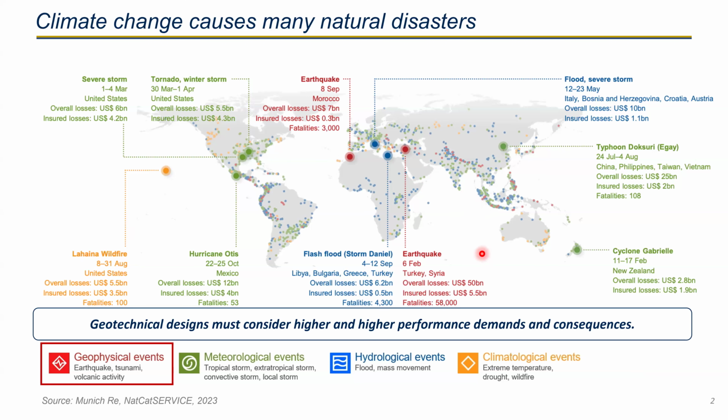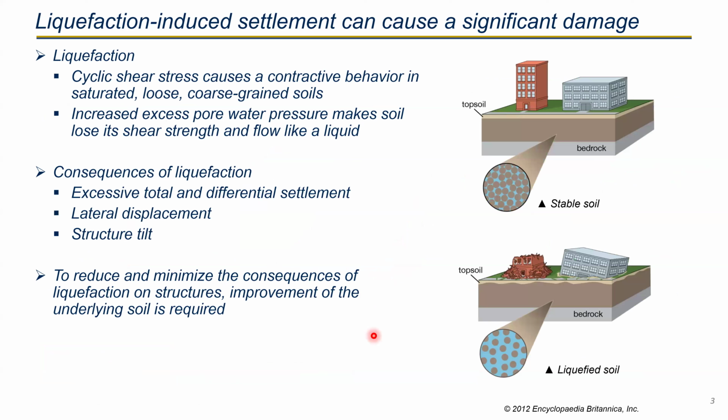So as geotechnical engineers, we have to design by considering higher performance demands and consequences. So let's focus on earthquake liquefaction. Soil liquefaction is a phenomenon where saturated soil loses its strength in response to an earthquake and behaves like a liquid. And as you can see in this figure here, the consequences to the structure include excessive total and differential settlement, lateral displacement, and structure tilt. This can cause huge damage. So many improvement methods have been developed to reduce and minimize the consequences to the structure.